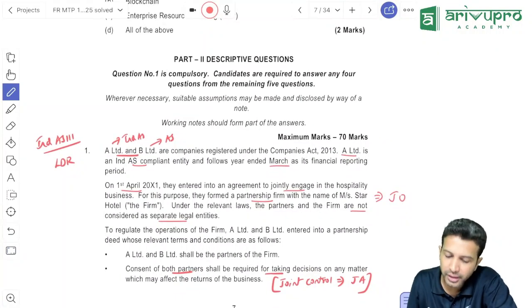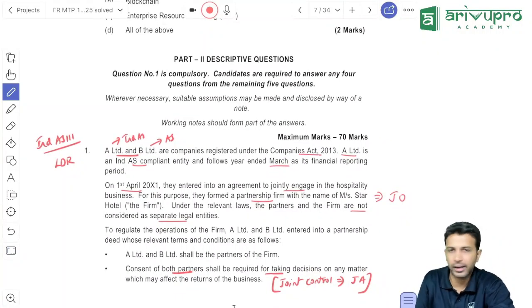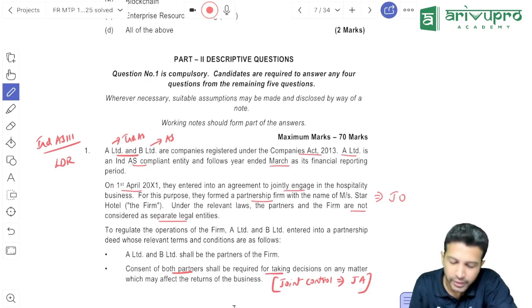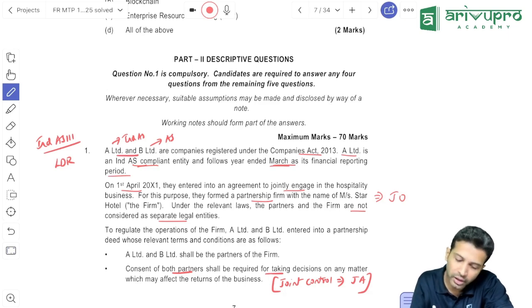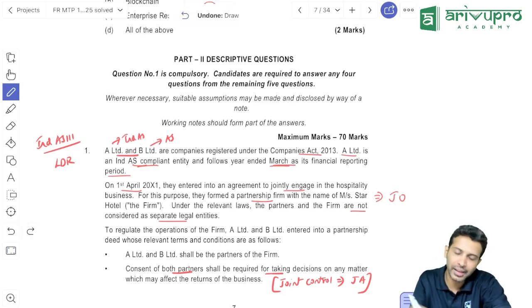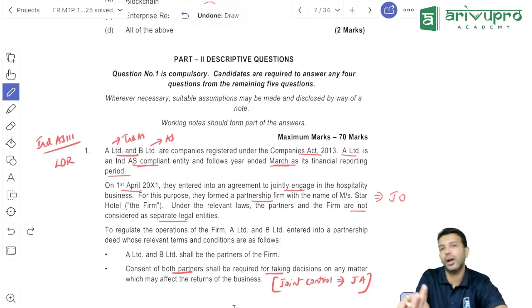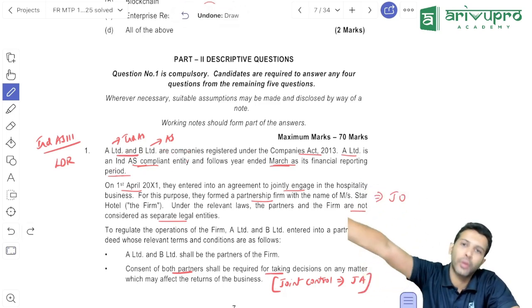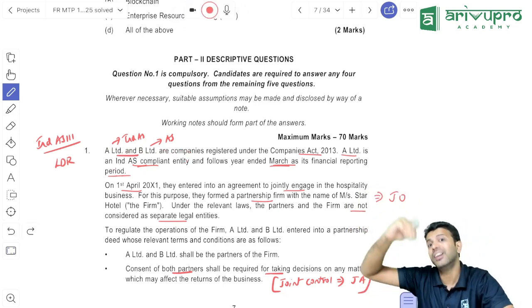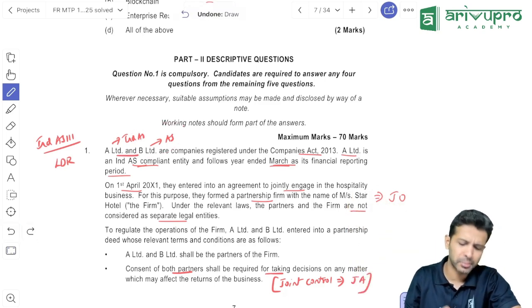A and B Limited are companies registered under the Companies Act. Great, they both are Indian companies. A Limited is an Ind AS compliant entity and follows year ended March as the reporting period. So A is following Ind AS. They have not commented on B. That probably indirectly means B is following accounting standards, because they commented only on A. They told only A is following Ind AS.